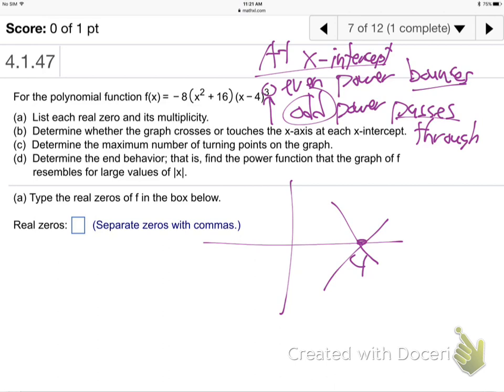C, determine the maximum number of turning points. I didn't give you that? No. Okay, let's talk about that. Max number of turning points.